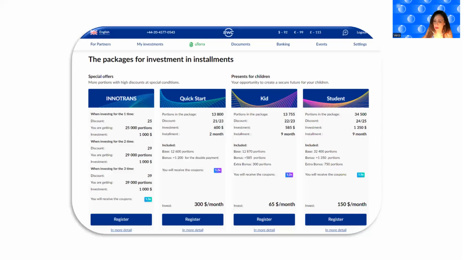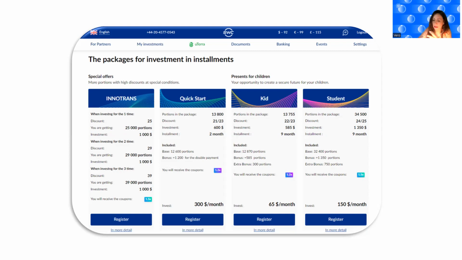We have special packages for investment in installments, beginning with, for example, the offer InnoTrans, in 3 installments of $1,000, and you get 25,000 portions, plus 29,000 portions, and plus 39,000 portions in 3 installments of $1,000.